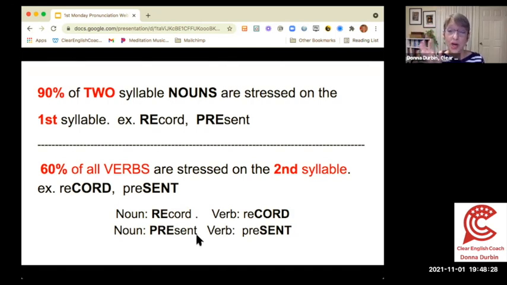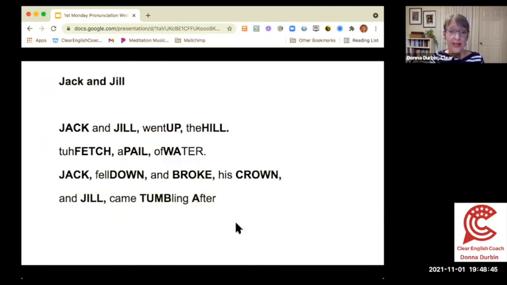So sometimes you don't know what you're listening for when you're listening to English. And what I try to do is help. What happens when you work on your pronunciation is you're also working on your listening, because you're training your ears what to listen for. So let's look at some other examples here.